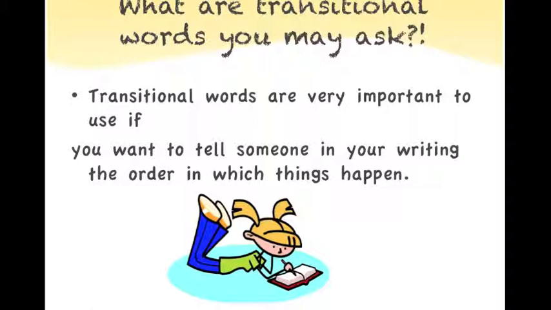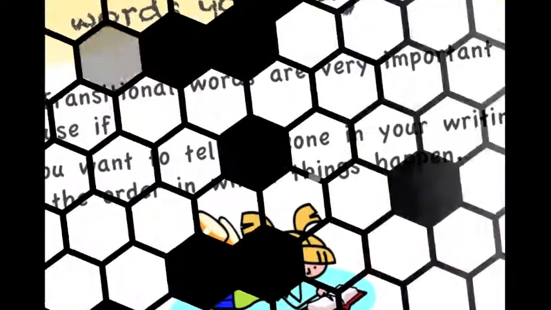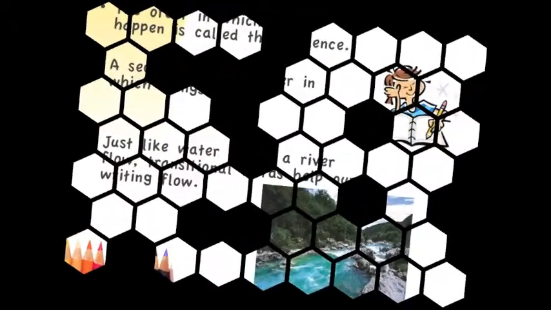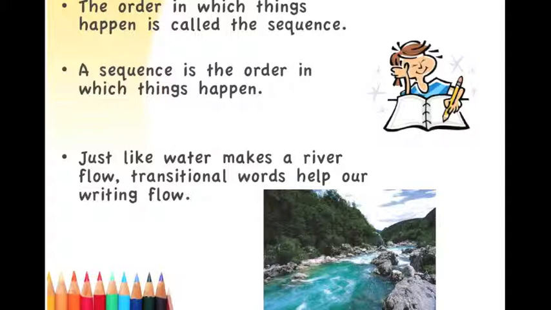What are transitional words, you may ask? Well, transitional words are very important to use if you want to tell someone in your writing the order in which things happen. The order in which things happen is called the sequence. Just to repeat that in another way, a sequence is the order in which things happen. Just like water makes a river flow, transitional words help our writing flow.